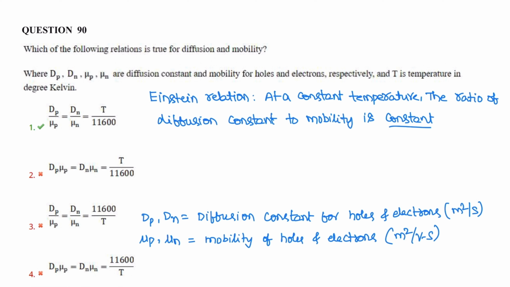So from this expression, Dp by mu p is equal to Dn by mu n is equal to kT by q, that is T by 11600. k is the Boltzmann constant, T is the temperature in Kelvin, q is the charge of a particle, and its value is T by 11600. So statement option 1 is correct.